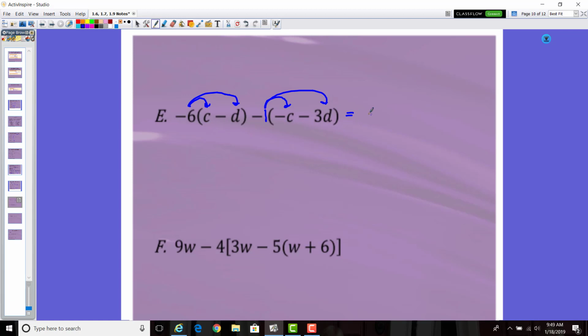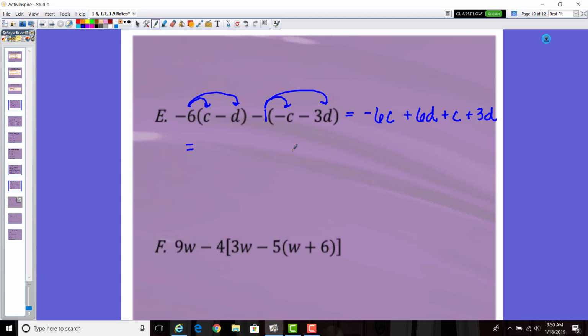So when we distribute, we get negative 6C. A negative times a negative will give us a positive 6D. Second distributive property, a negative 1 times negative C is positive C. And negative 1 times negative 3D is positive 3D.